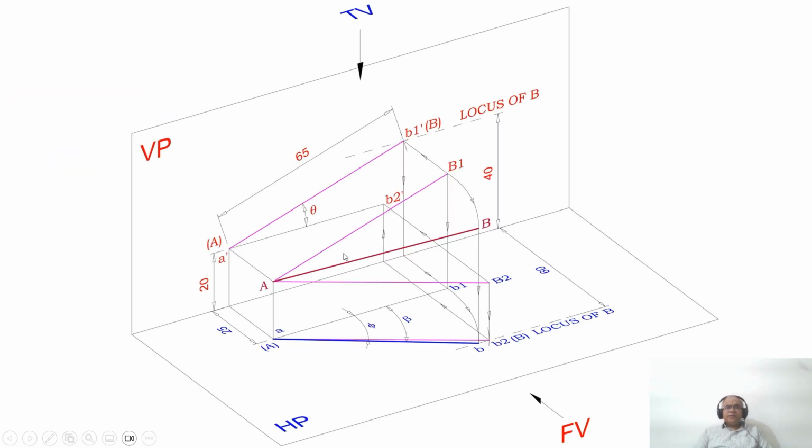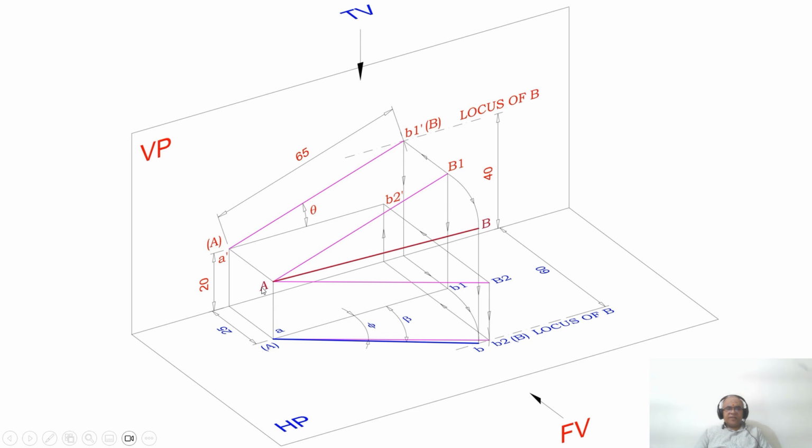So I have the line in space, which is capital AB1. With A as center, taking the radius of AB1, I am going to rotate this point B1 like this. Now B1 is in front of VP by 25 mm. But actually, due to the presence of this line, B2 is in front of VP by 60 mm. So obviously, I want the image which was B1 here to lie on the locus of B in the top view. So how to rotate it?